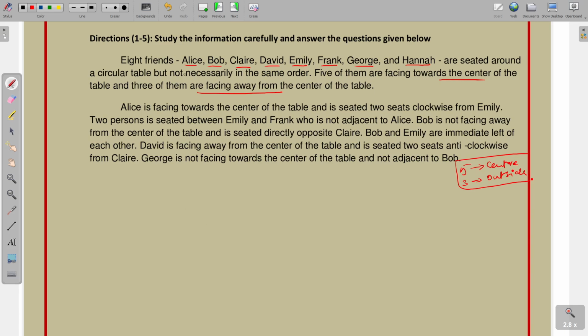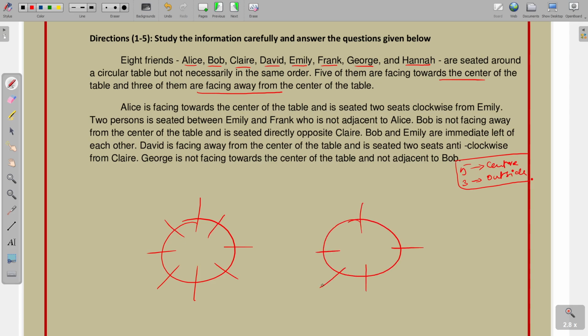So see, all names start with alphabets. So A, B, C, D, E, F, G and H. So let us take it that way here. So here, first one is the first possibility, it is totally 8 persons. And next, the second possibility, totally 8 persons.